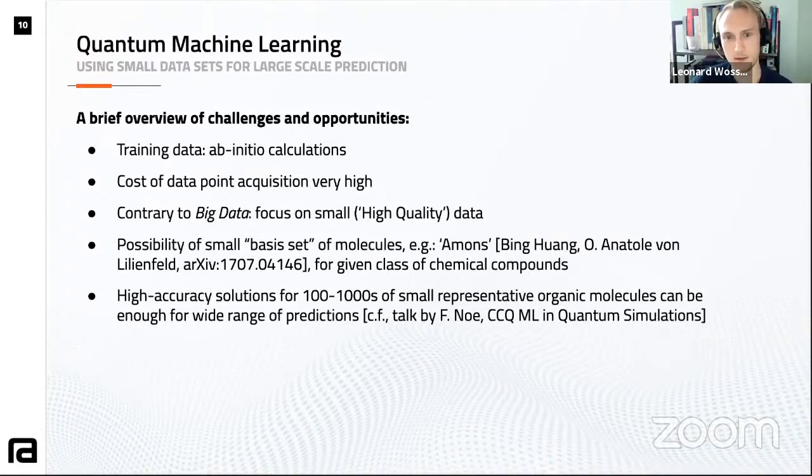However, evaluating a single data point is still costly, so we still want to really minimize the amount of data we use. Contrary to large data sets, which are now common practice in modern machine learning with neural networks, the focus is still on small but high quality data sets. Anatole von Lilienfeld also mentioned in a paper from 2017, I think the first version, this possibility of small so-called amons, which are basis sets of molecules. And Frank Noé recently pointed out a similar idea: if you had maybe hundreds or a few thousand small representative molecules, you might, in principle, if you gathered such a set, be able to predict a wide range of properties for specific compounds.